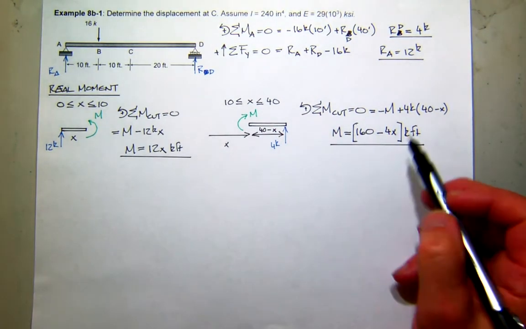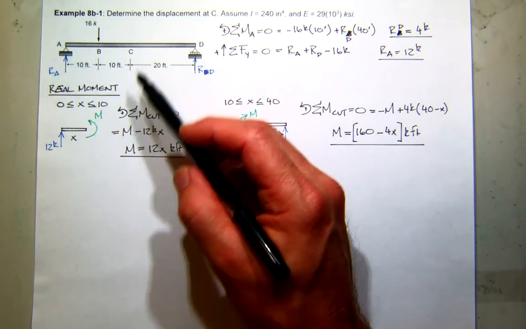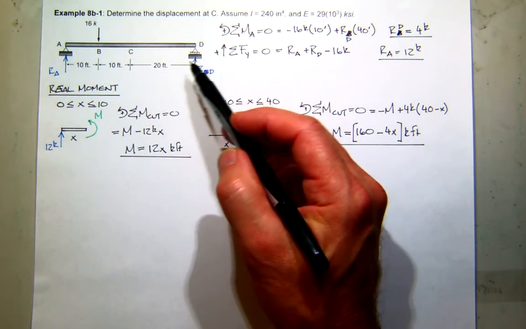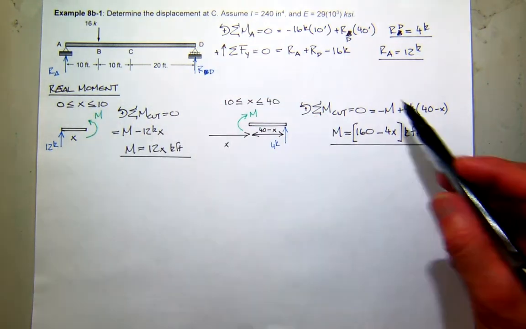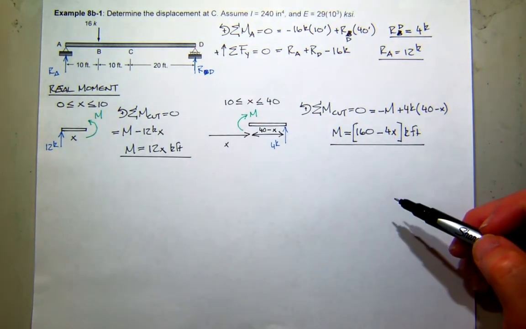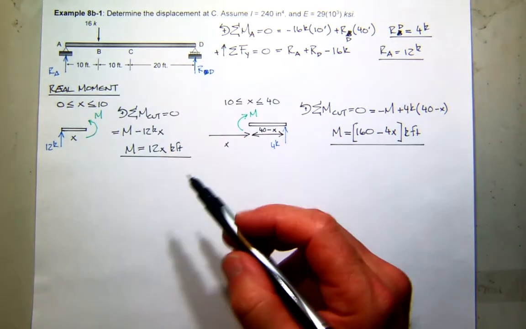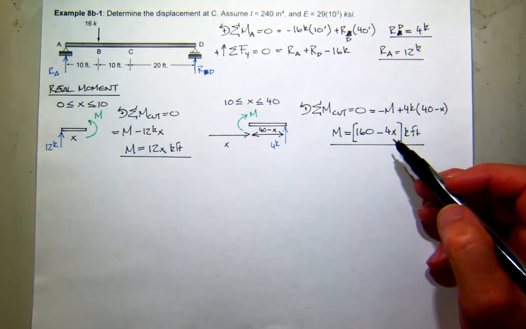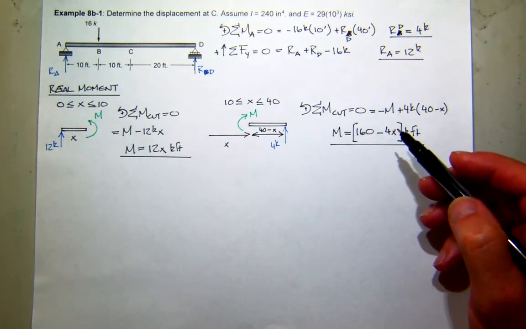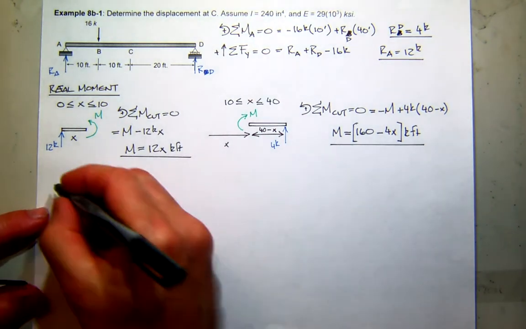Now, do we know the moment somewhere in this range from B to D? Yeah, we know the moment at D, it is 0. That would be at x equal 40, so you put in x equal 40 here, you get 0. What about the point they share at 10? So if I plug in 10 here, what do I get? 120. So I'm pretty comfortable that those moment equations are okay. All right, so now let's do the virtual beam.